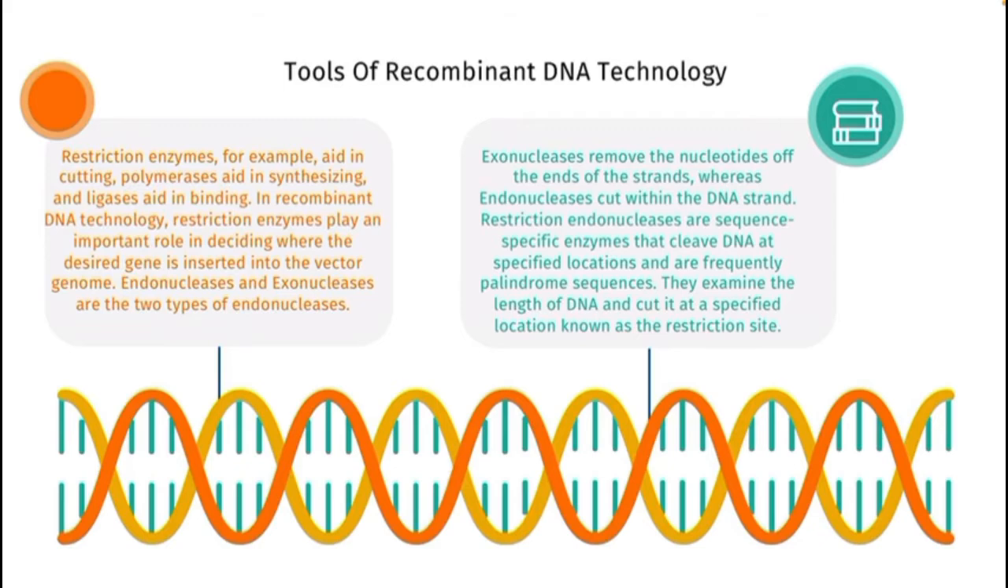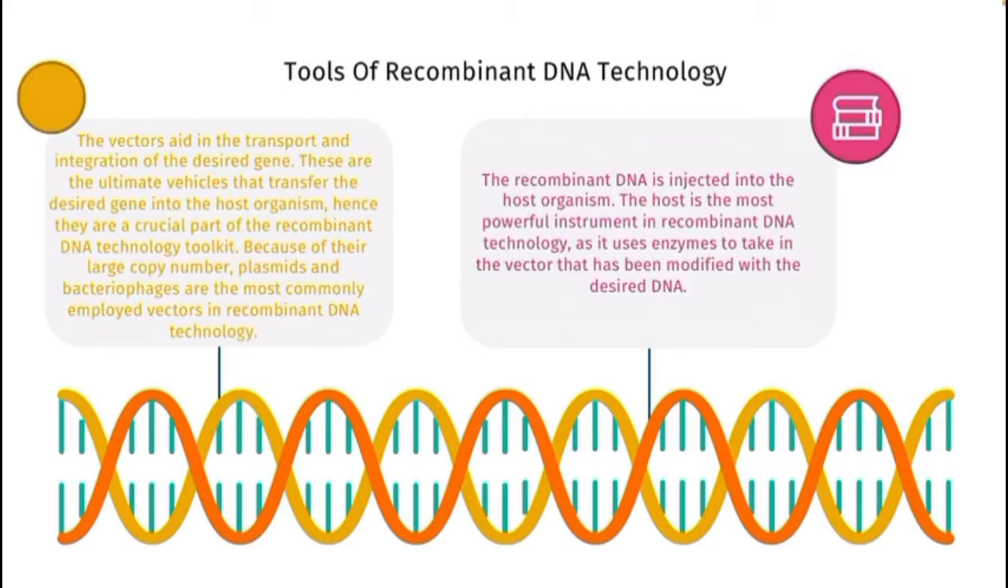The desired genes and the vectors are cut by the same restriction enzymes to obtain the complementary sticky ends, thus making the work of the ligase easy to bind the desired gene to the vector. So what are the vectors? The vectors help in carrying and integrating the desired gene. These are a very important part of the tools of the recombinant DNA technology.